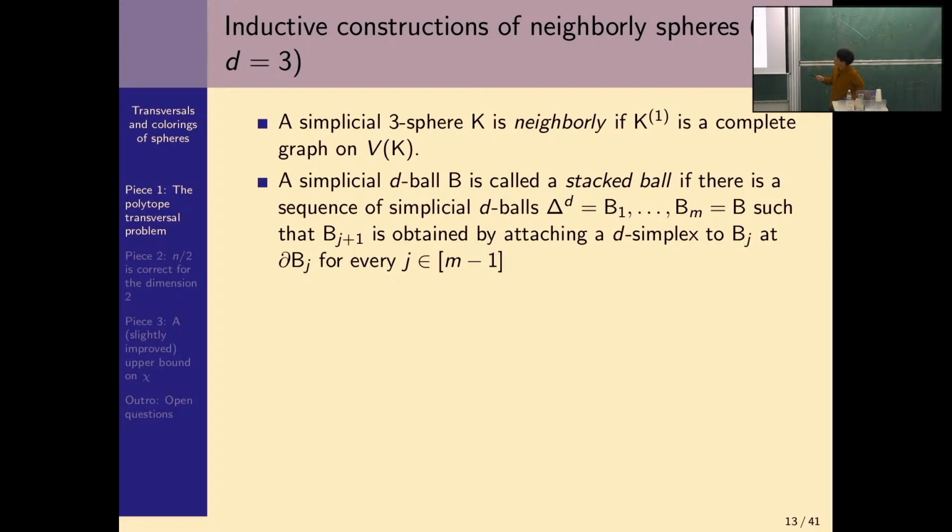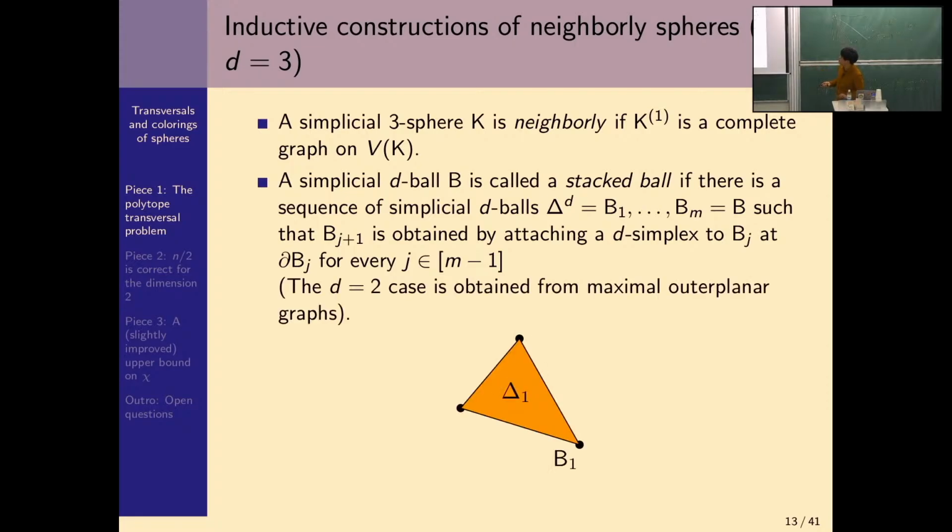In 3 dimensions, a simplicial 3-sphere is neighborly if the sphere contains the complete graph as its 1-skeleton. And a simplicial D-ball is called a stacked ball if there is a sequence of stacked simplicial D-balls from B1 to B, such that Bj+1 is obtained by attaching a D-dimensional simplex to Bj at the boundary for every j. Maybe this is very complicated, so let's look at the 2-dimensional case.